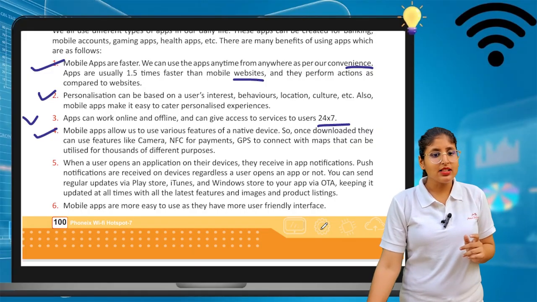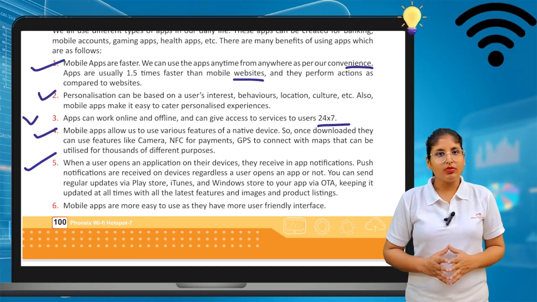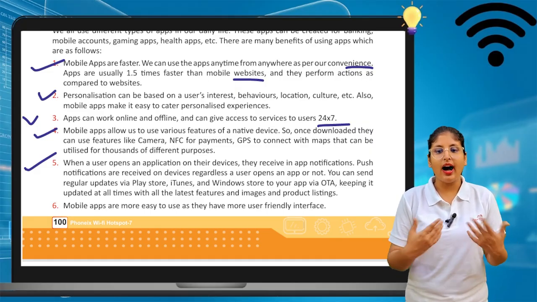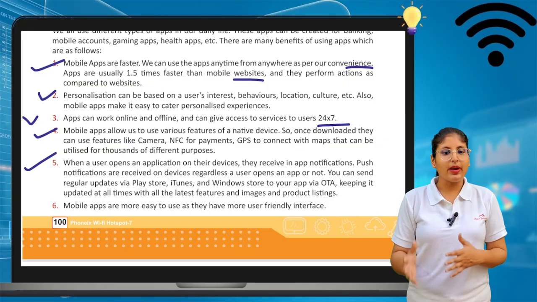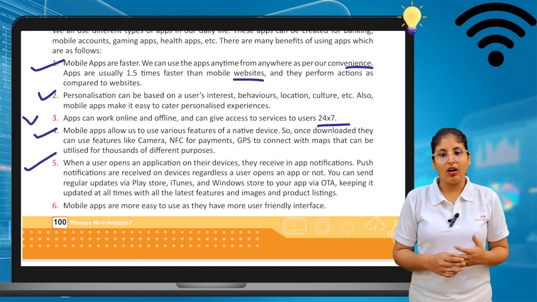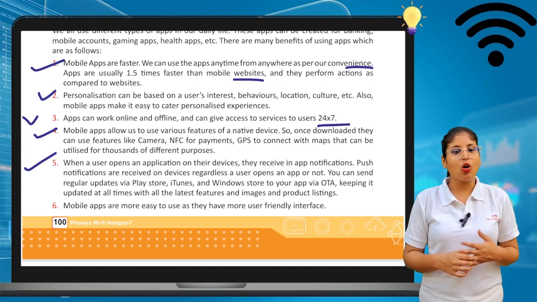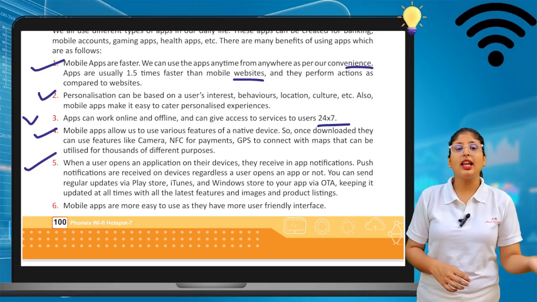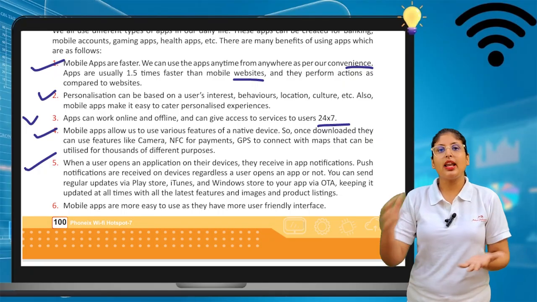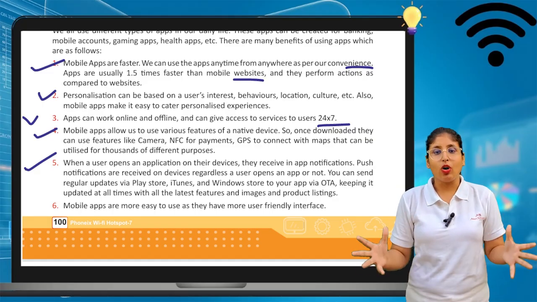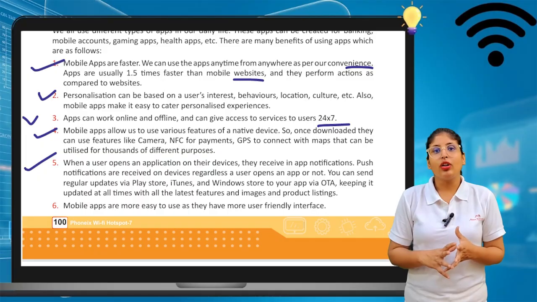Next, when the user opens an application on the device, they receive in-app notifications. Push notifications are received on the device regardless of whether a user opens the app or not. You can send regular updates through the Play Store, iTunes or Windows Store to your apps by OTA, keeping them updated all the time with the latest features, images and product listings. That's why we can update these apps in the Play Store, so they can change according to current situations.